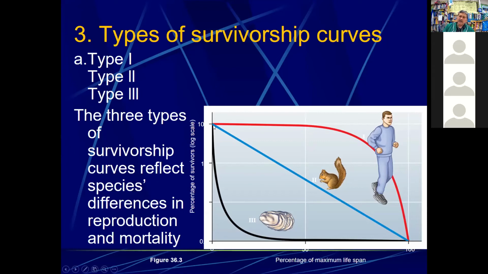This represents 100% of the organisms that are made. Well, most of them die pretty quickly, but some of them do live on to the maximum lifespan of the population. Here is humans. Most humans will live to some percentage of the maximum lifespan.